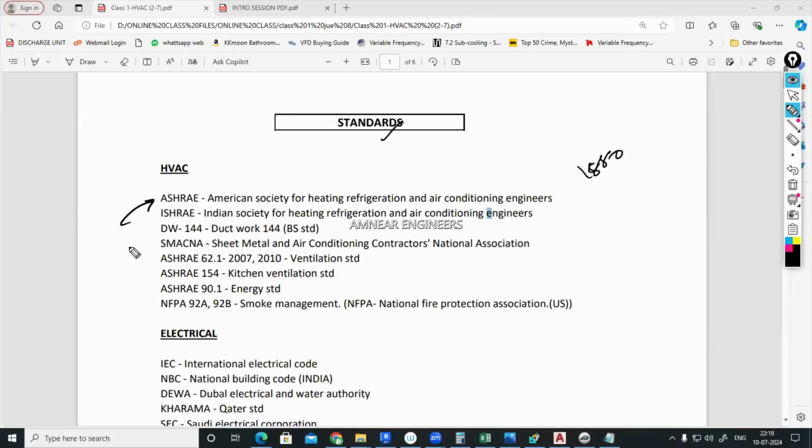It is an American standard. Then we have ISHRAE, the Indian Society for Heating Refrigeration and Air Conditioning Engineers, because each and every country might not have its own standard. We will be studying ASHRAE only, because we will be studying as per India also. Most of the consultancies use ASHRAE only. But in India, we have our own standard. Every country does not have one, because in India, from Kashmir to Kanyakumari, or Arunachal Pradesh to Gujarat, we face very versatile climate.